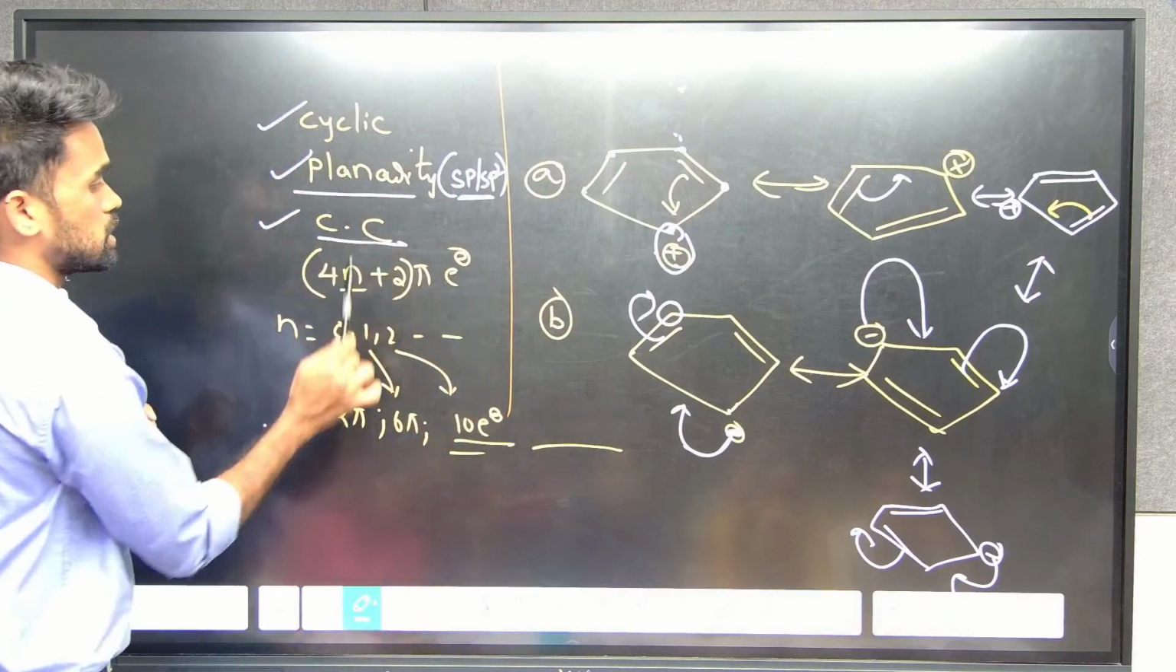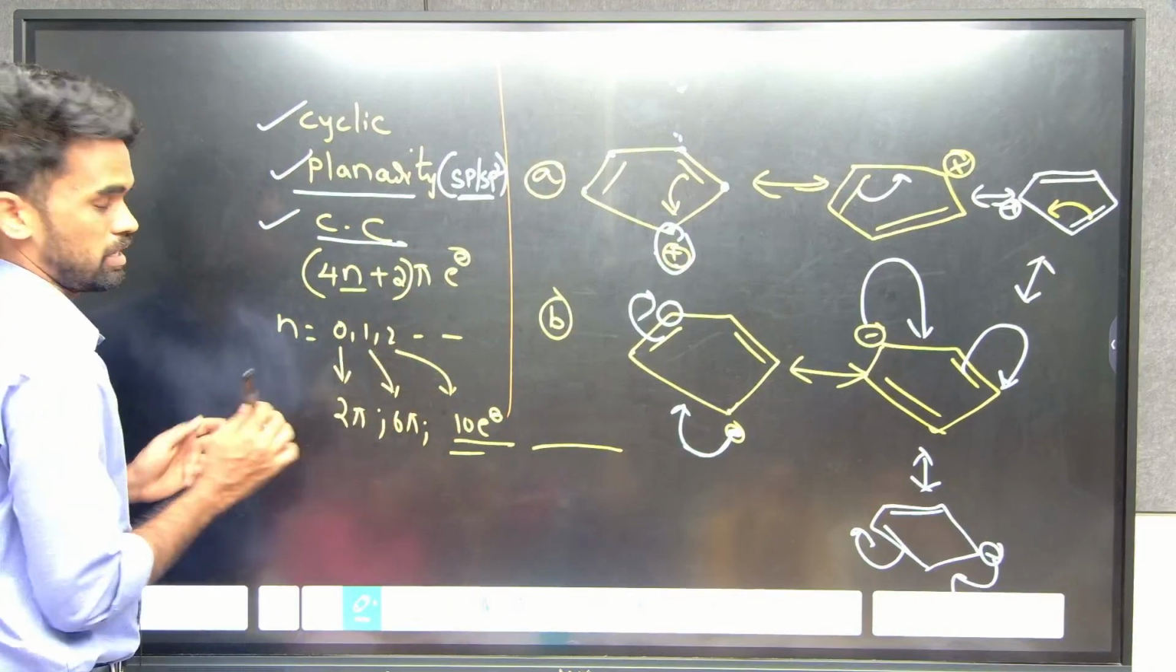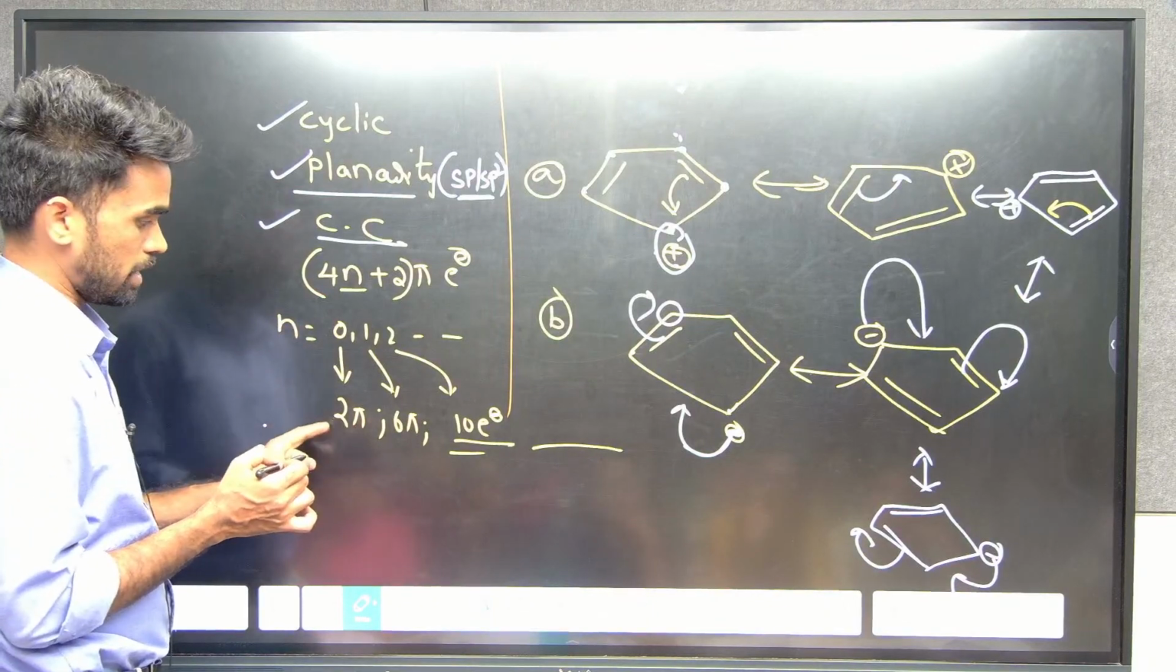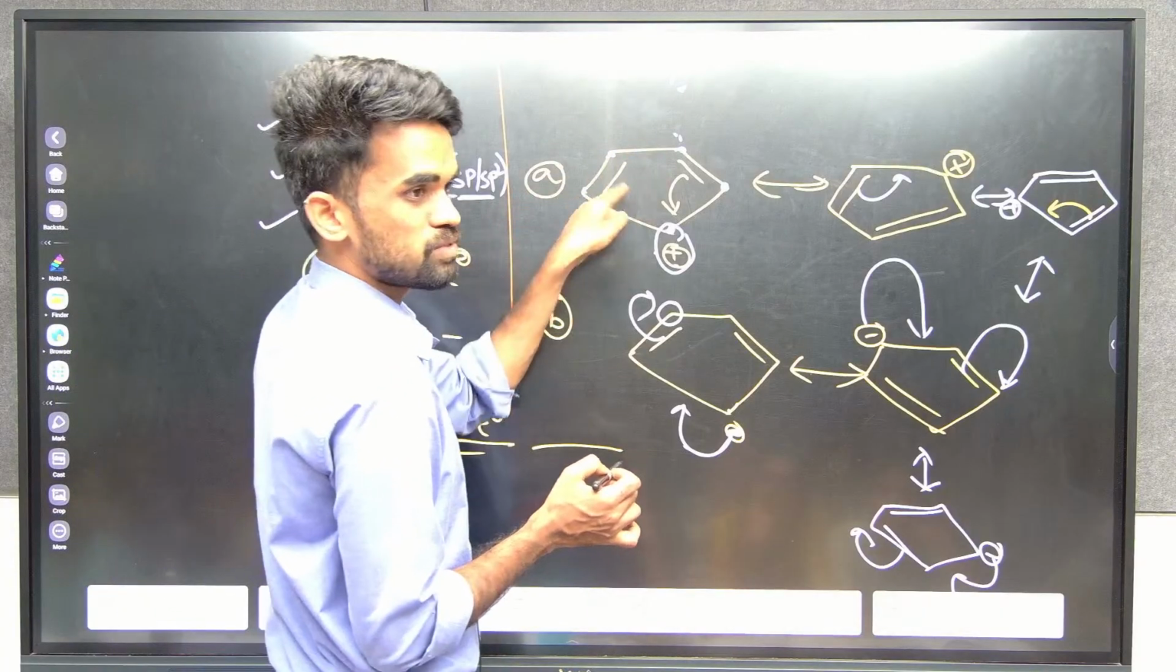Perfect. Next one, 4n plus 2 pi electrons, I am saying. See, you put n equals 0, 2 pi electrons. How many pi electrons are there in this first system?